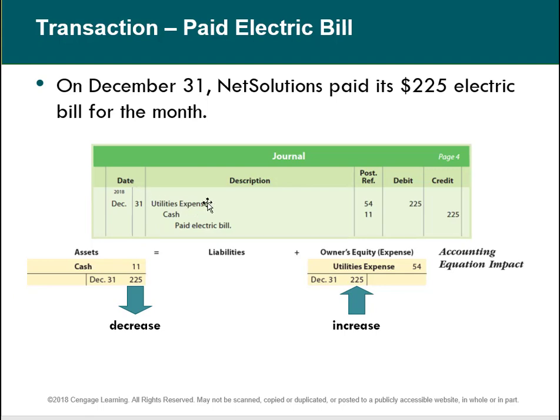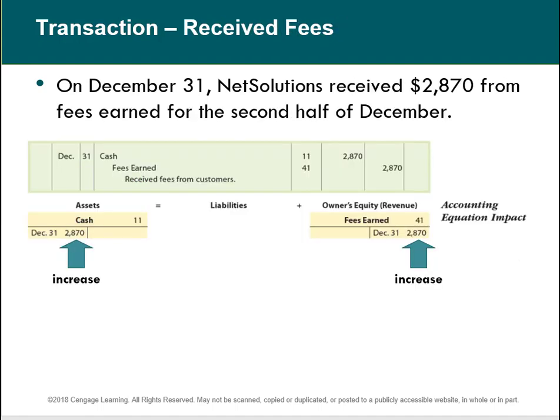And if you dump everything into utilities, then you don't know how much the electric is versus the telephone. So I would have a separate account for both of those. But you can see we're increasing the expense and crediting cash. Okay, we're getting there. Just a few more.